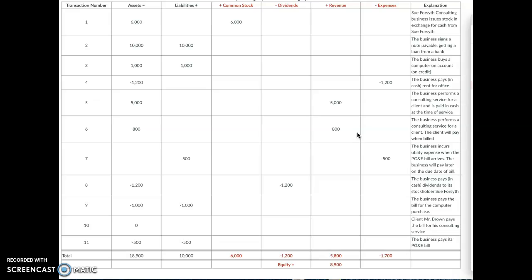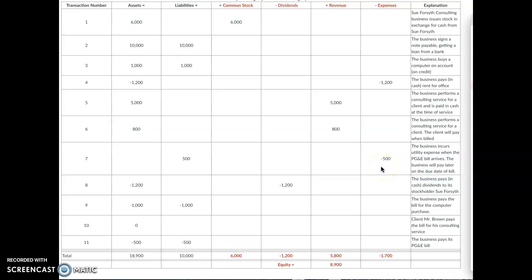Transaction number 6, the business performs a consulting service for a client. The client will pay when he's billed. Again, revenues increase equity, and this transaction also increased assets.